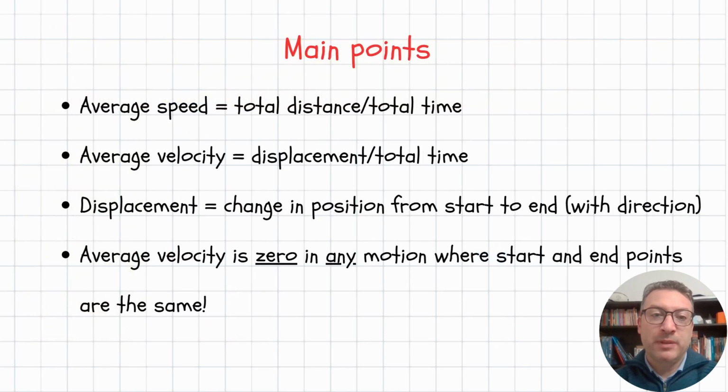So what are the main points of this exercise? Remember that average speed is total distance divided by total time, whereas average velocity is displacement divided by total time. The displacement is in fact the change in position from the start to the end of the motion, considering also its direction. So average velocity is 0 in any motion where start and end points are the same.